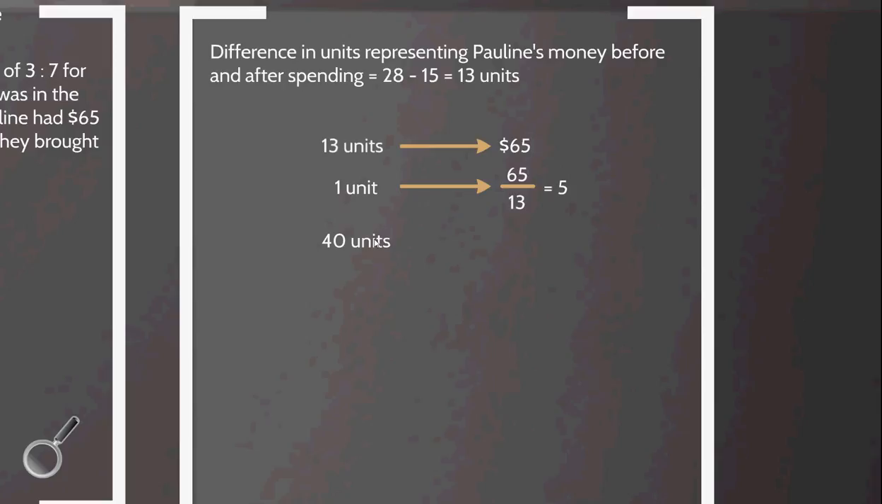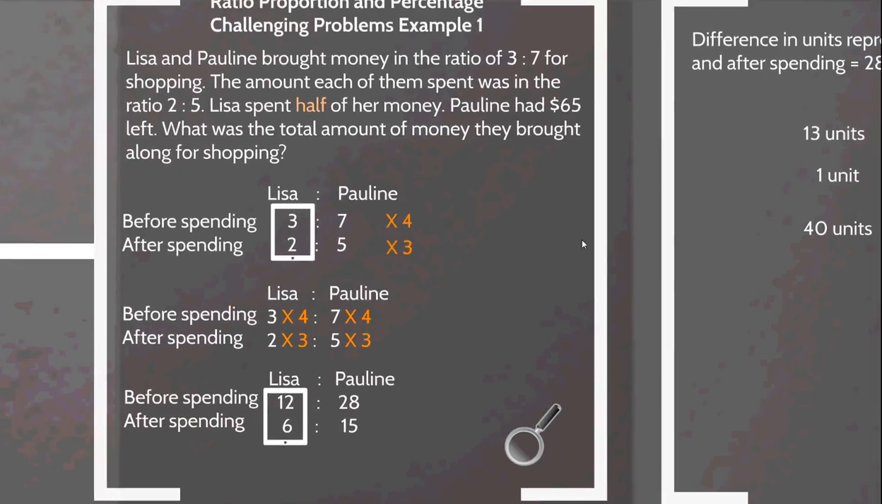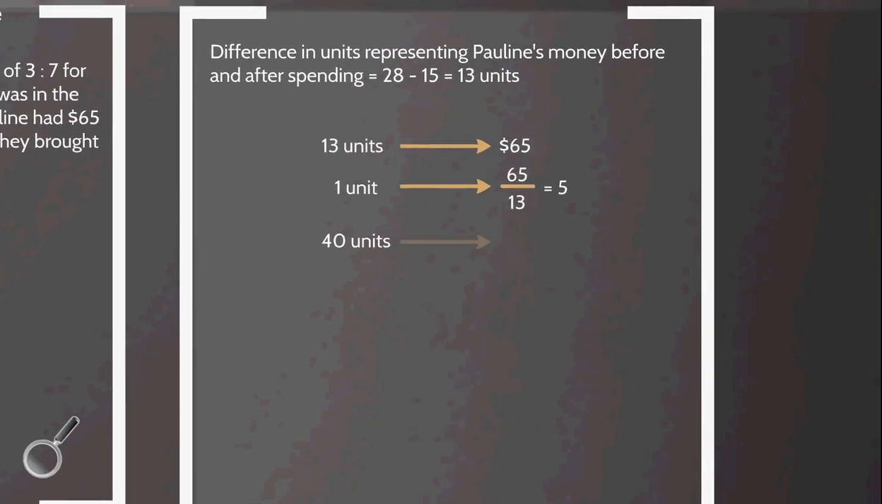So we are interested in 40 units because the question says, what was the total amount of money they brought along for shopping? Which means that I want to add 28 plus 12, and that would give me 40 before spending, which is why I got 40 units here. And this is equivalent to 40 multiplied by 5 equals 200.